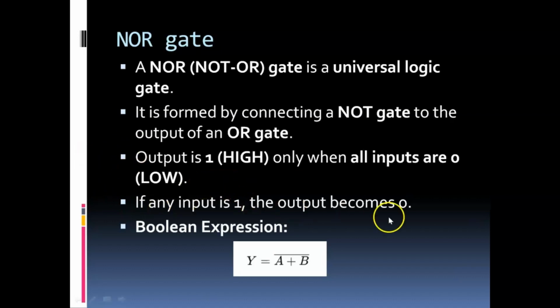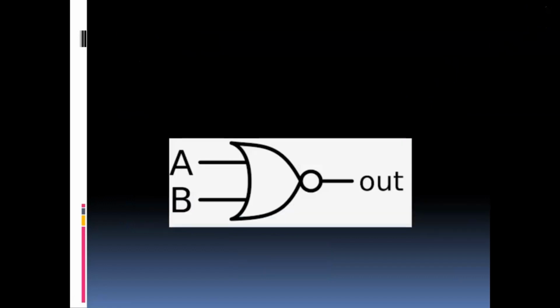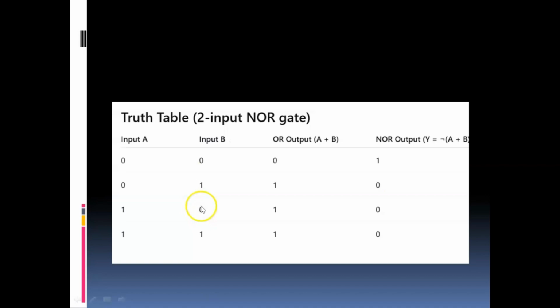We can see it using our truth table. If any input is 1, the output becomes 0. So no need to remember this completely. You can just use your truth table and find out the result. Now this is how the symbol looks like. This is an OR gate and a NOT is put here. So here comes your output and inputs are A and B.